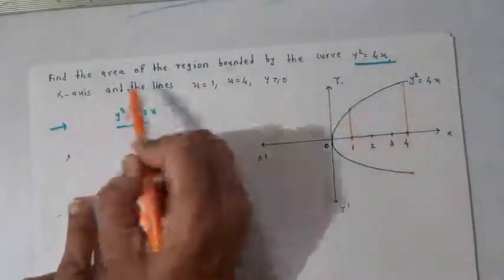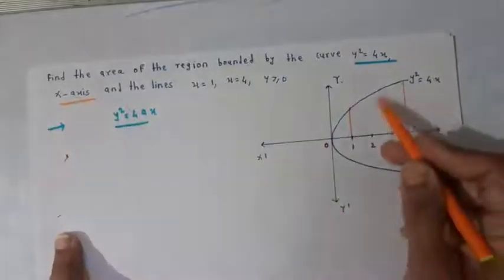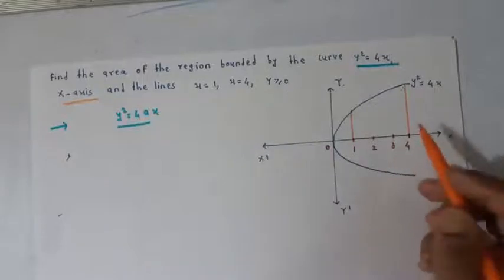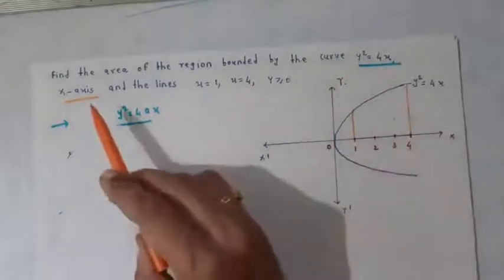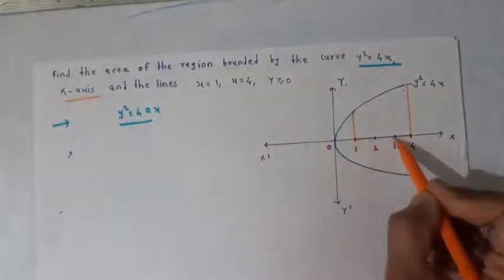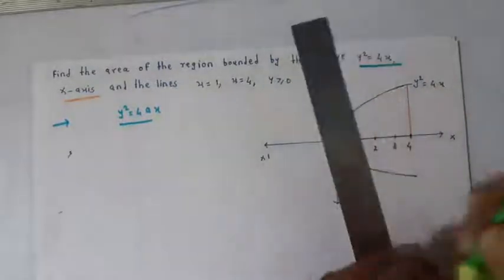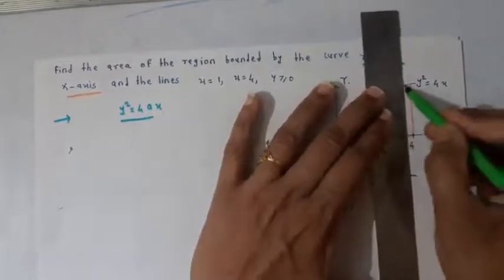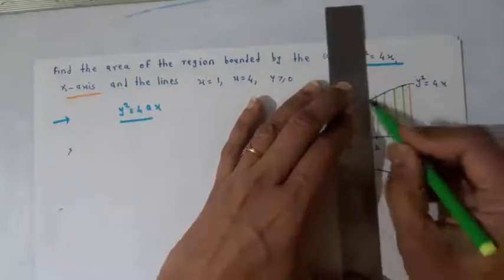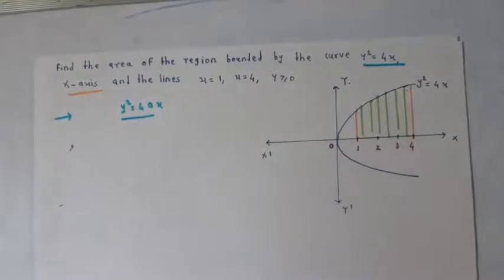If the x-axis is not given as a condition, then we consider the whole region, that is the upper part and lower part also. But as we have been given the area under the curve y square equal to 4x and the x-axis, this line is also there, and that's why the area is only this much. In this way, first we have to find out how much area.